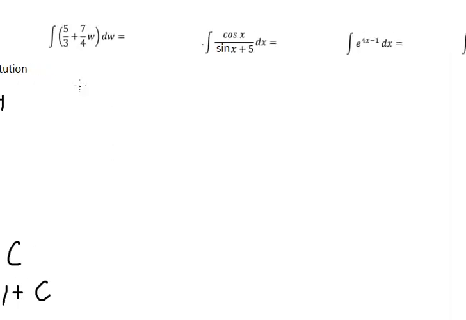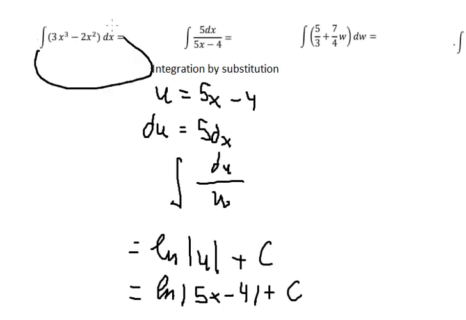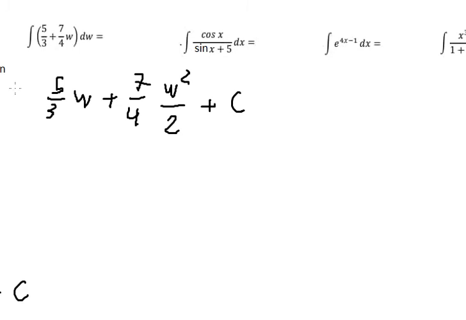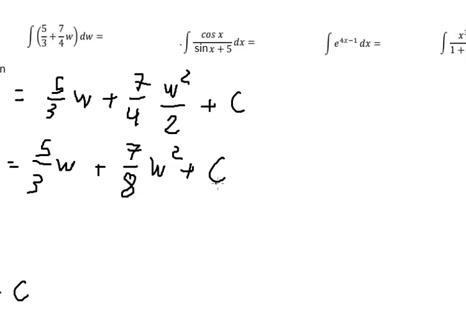Now, this one, we just apply the same formula as the first one in here. So, for the constant, you get w. For this one, we have w squared over 2, and we put c. And now, this one you get 7 over 8 w squared plus c.